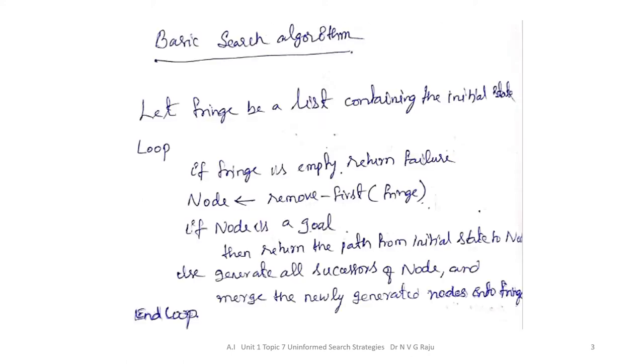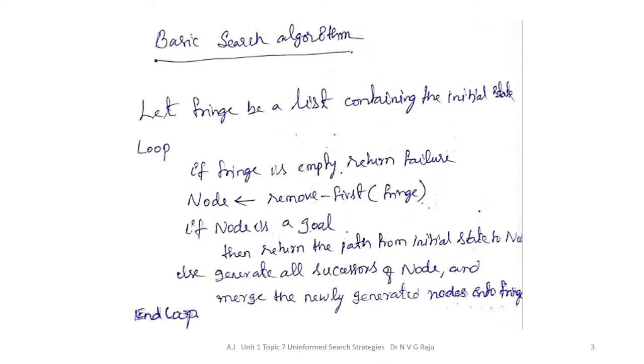Let us discuss the basic search algorithm which uses fringe as a data structure. Let us define fringe. A fringe is a data structure that contains nodes that have been generated but not yet expanded. Generally, fringe uses a queue as a data structure where it uses FIFO as an operation to find out the goal state. Let's start our discussion with the basic search algorithm.